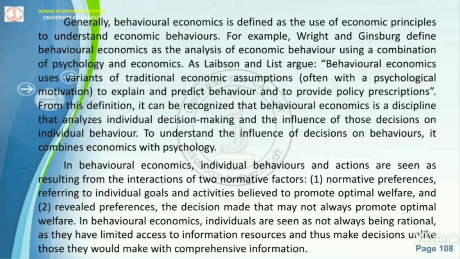So just look at what behavioral economics stands for. In behavioral economics, individual behaviors and actions are seen as resulting from the interaction of two normative factors. What are the two normative factors? One is normative preferences, referring to individual goals and activities believed to promote optimal welfare. And the second one is revealed preferences. What do revealed preferences stand for? The decisions made that may not always promote optimal welfare.